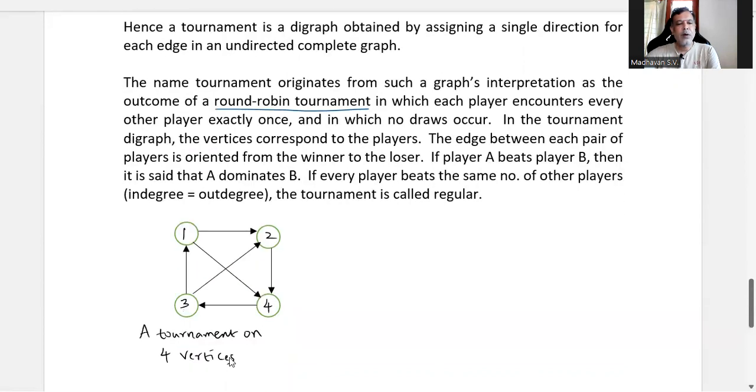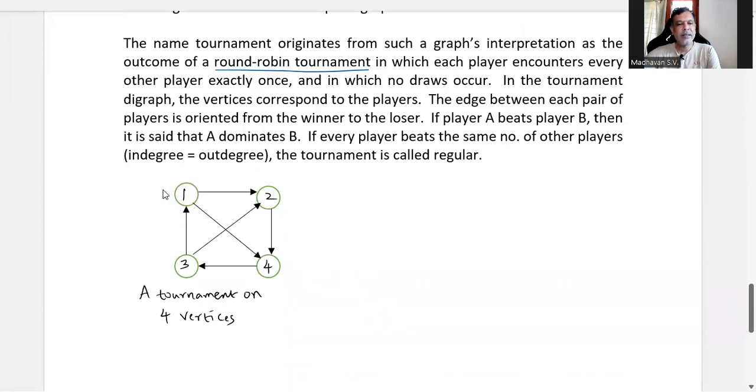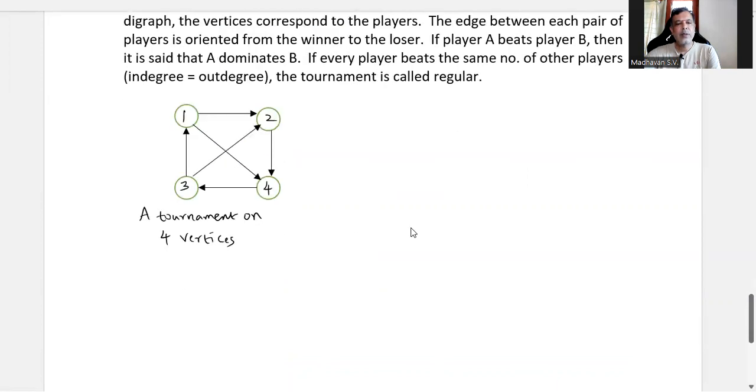So a tournament on 4 vertices. Here is an example. 1, 2, 3, 4. These are the vertices. And here the edges go like 1 to 2 and then 2 to 4 and then 4 to 3, 3 to 1. Then we have 1 to 4, 3 to 2. This is an example of a tournament with 4 vertices.